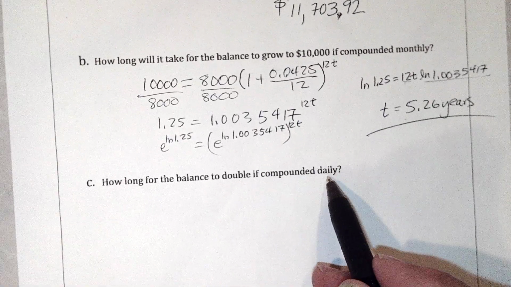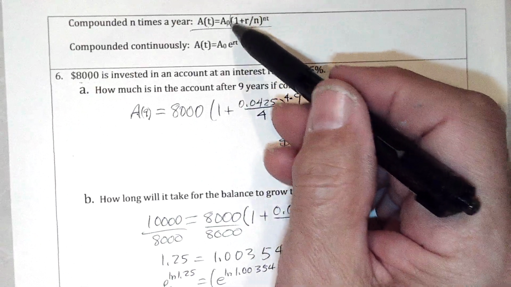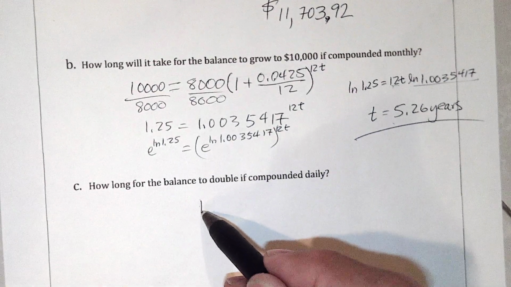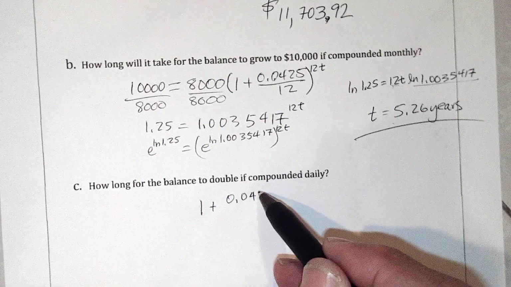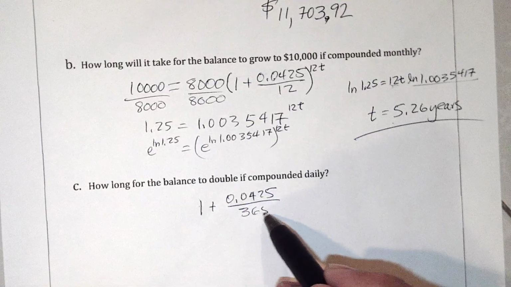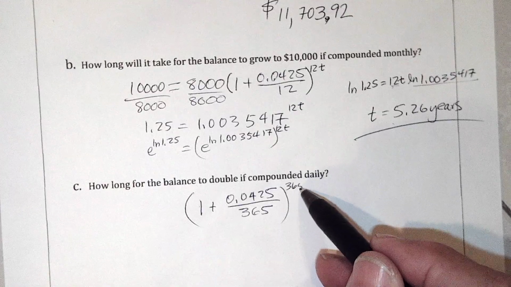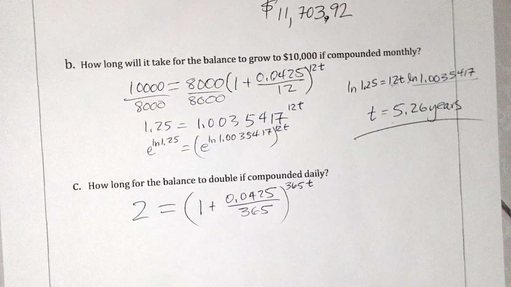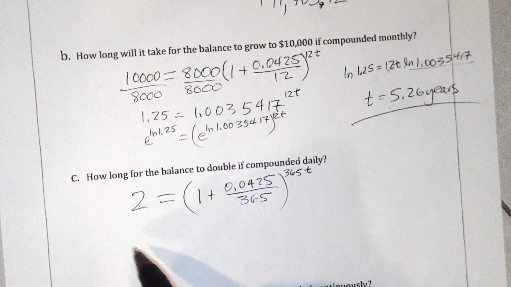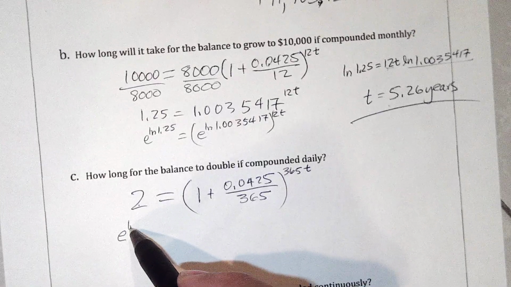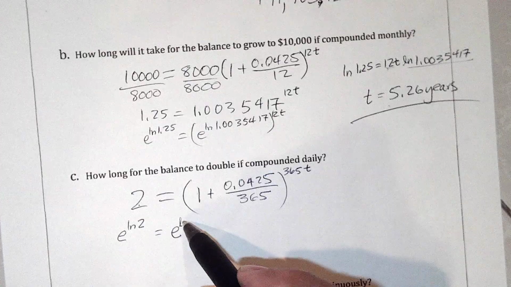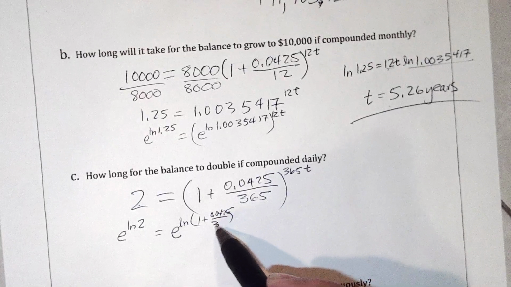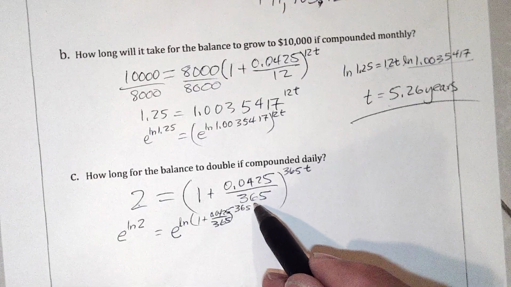How long to double if it was compounded daily? Well, this part of the formula would have to be 2 to double the amount to get the new amount. So the 1 plus 0.0425 compounded daily, 365, would be to the 365t, and this would have to be 2. So I would write this in base e or base 10. So e to the ln 2 equals e to the ln of this stuff to the 365t for daily.